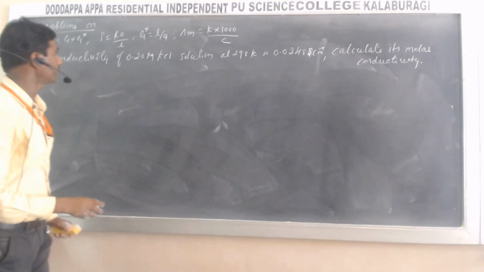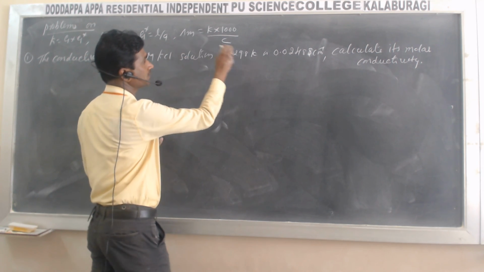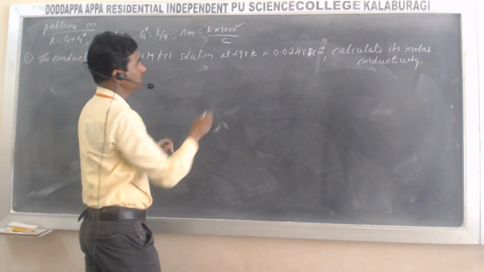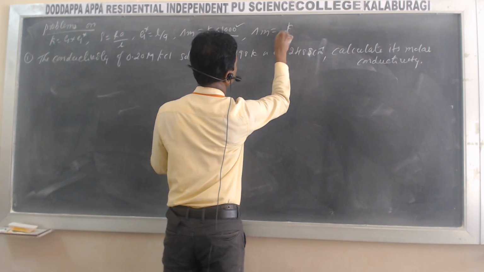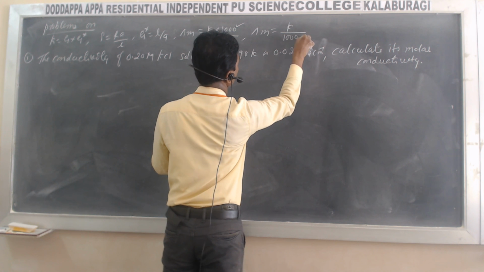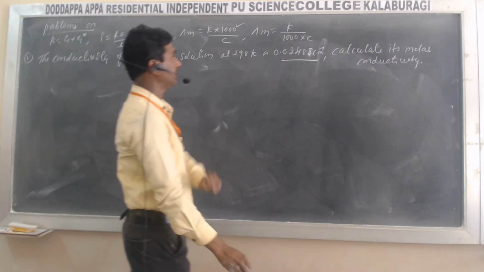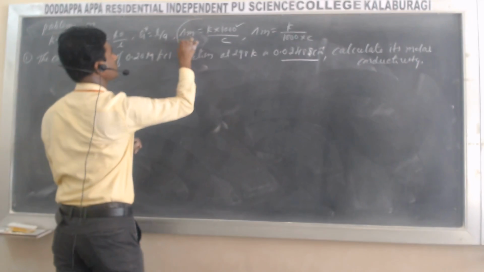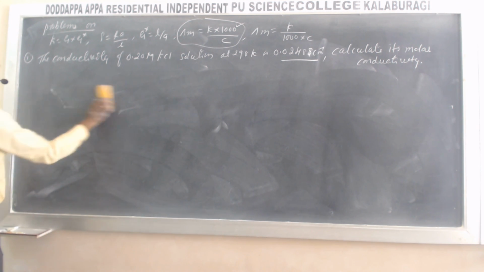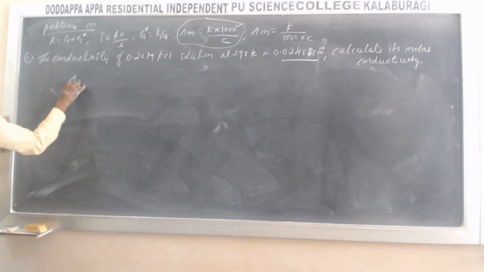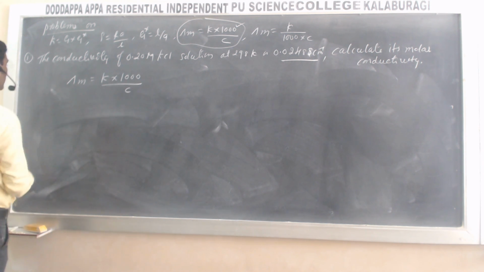Now, two expressions are there. If the conductivity is in Siemens per centimeter, use this expression. If the conductivity is in Siemens per meter, we use conductivity divided by 1000 into C. Here the conductivity is in Siemens per centimeter, so you have to use this expression: molar conductivity equals conductivity into 1000 divided by C.